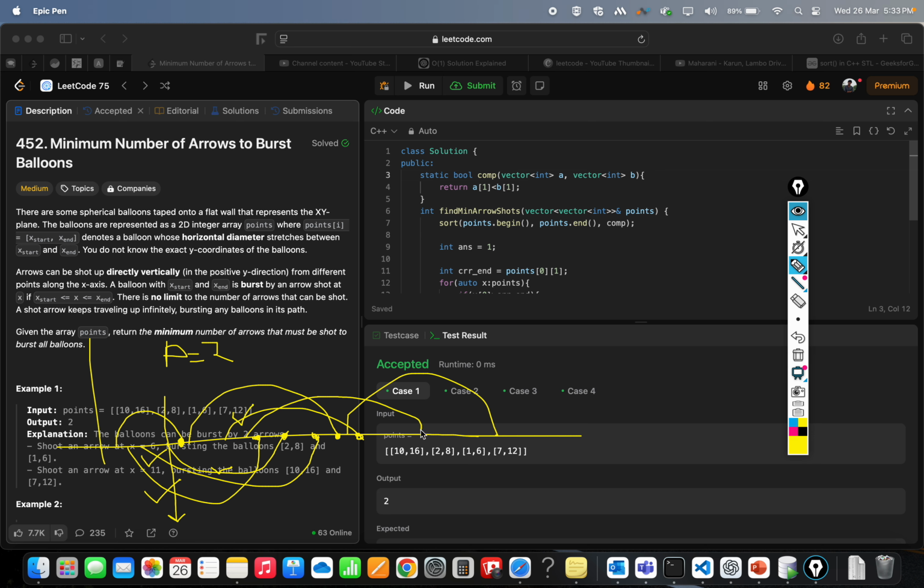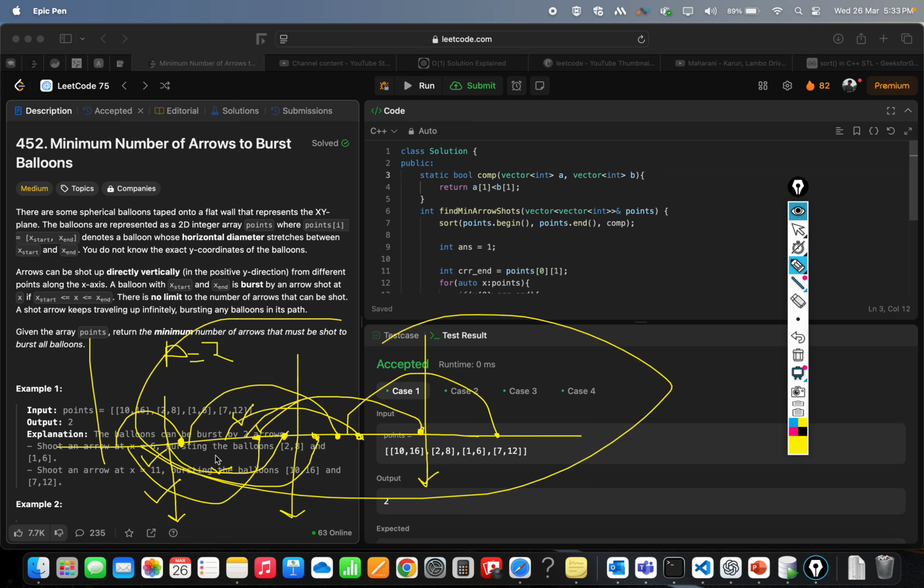For the next balloon, my starting point is before this end, so I can burst this balloon also. And for the next balloon, my starting point is after this, so I can burst these balloons using the second arrow. Now this starting point is after this end, so I cannot burst this balloon using this arrow. So I will use a third arrow. So the answer for such a case will be 3. I hope you understand what I'm trying to say.